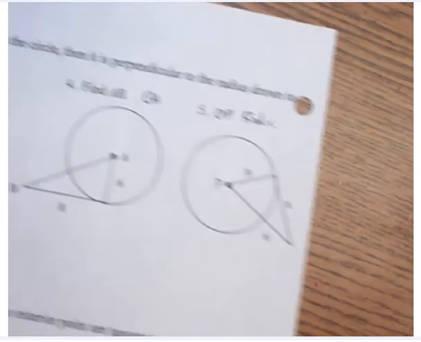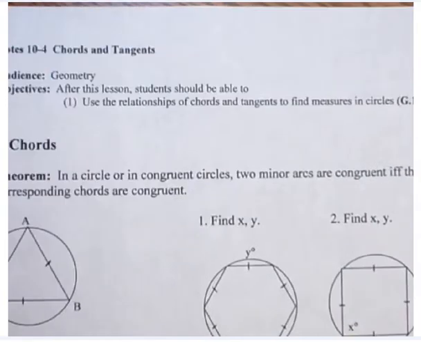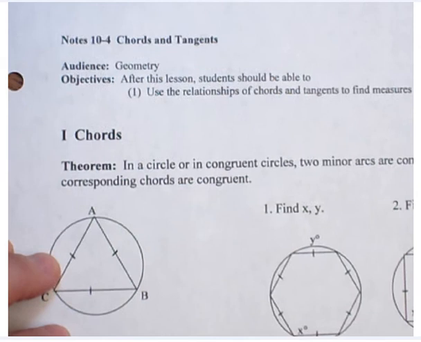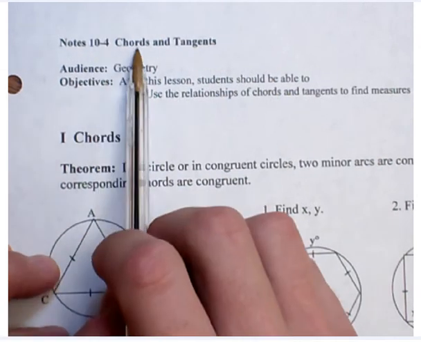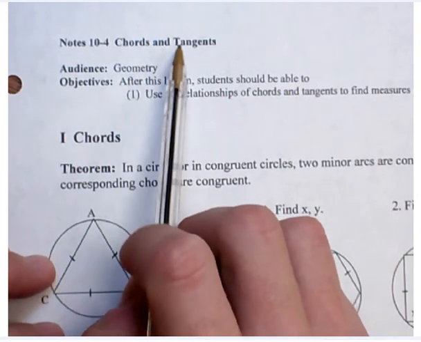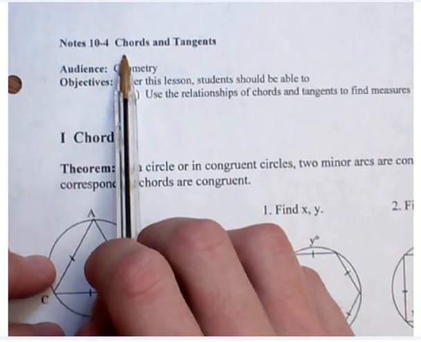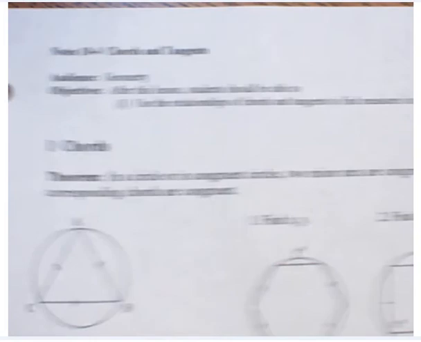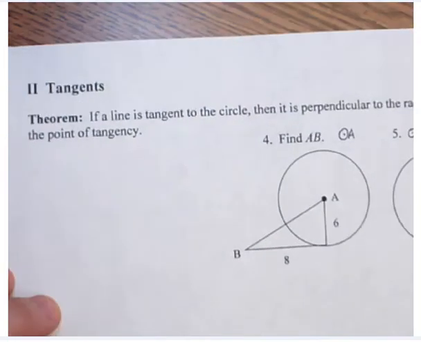Okay, geometry fans, we are going to take a look here at the same notes that we started yesterday. At the top it says Notes 10-4, Chords and Tangents. Now we did the front yesterday, we talked about chords. Today we're going to talk about tangents, which is on the back. So go ahead and flip it over to the back side.